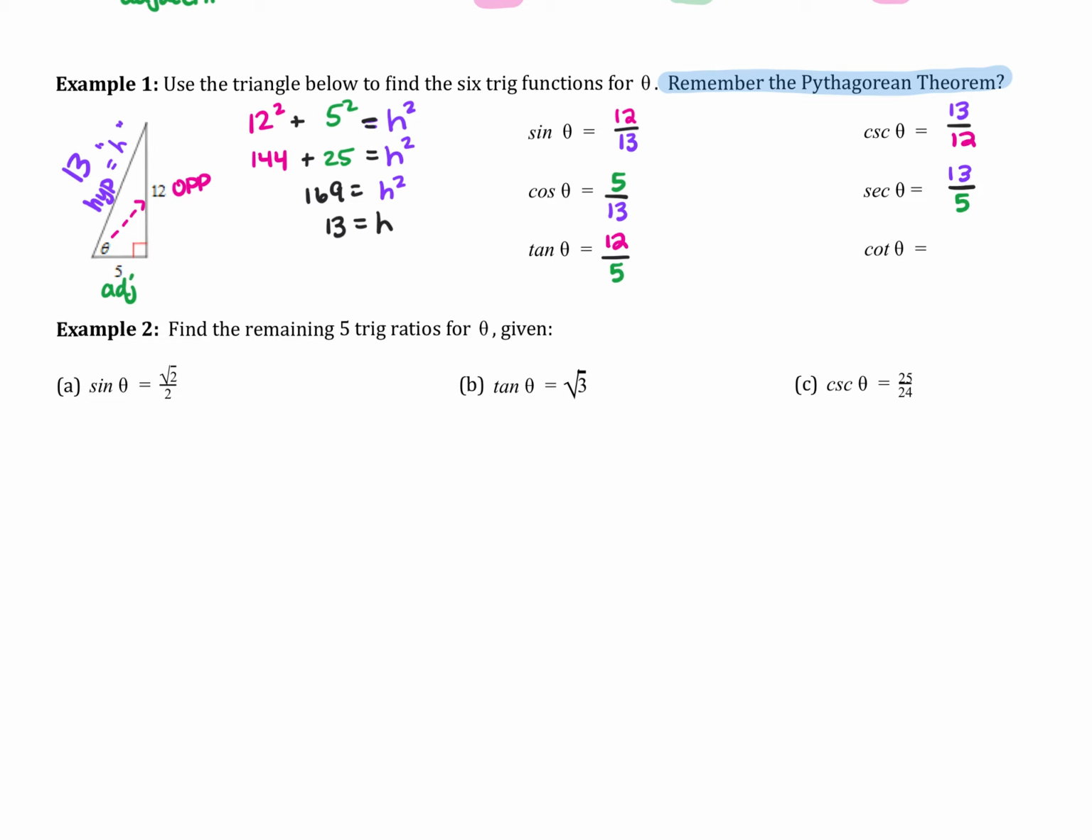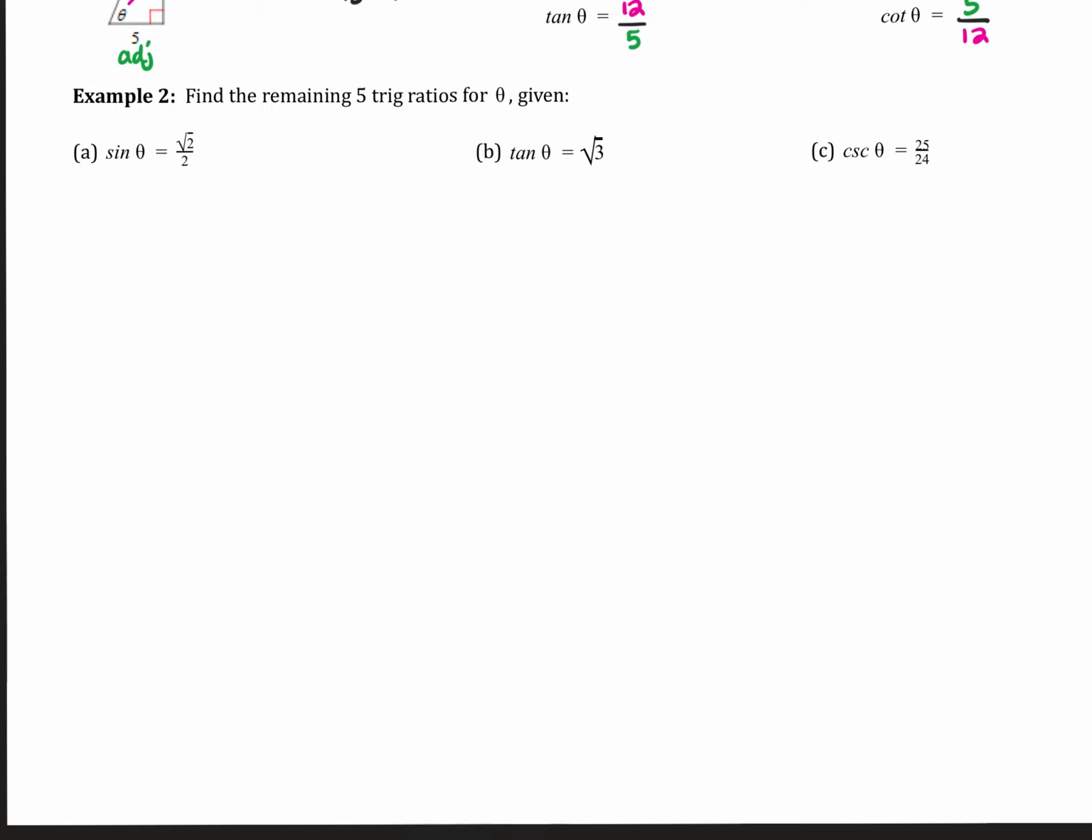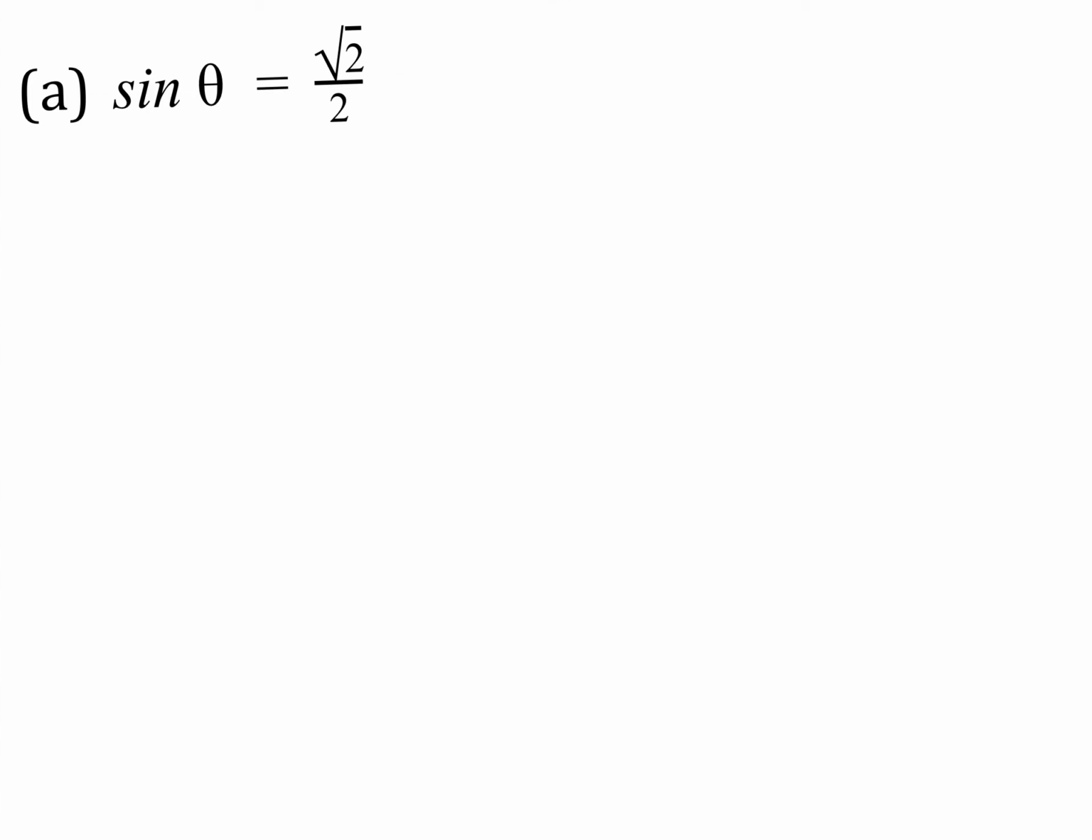And then we take the reciprocal of tangent to get cotangent. So that's going to be 5 over 12. All right, so if I ask you to write the trig ratios, this is what I'm asking you to do. So next up, we're going to be given a trig ratio, and you're going to be asked to find the remaining 5 ratios. So let's start with sine of theta equals radical 2 over 2.